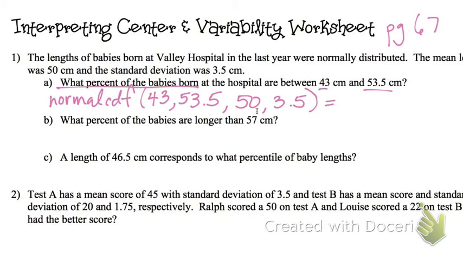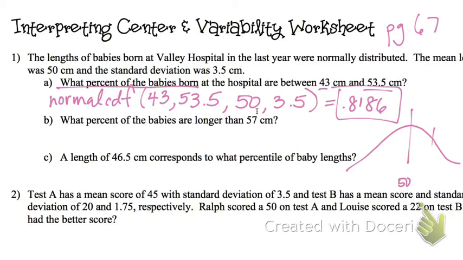What do you get on the calculator? What do you get for your answer? 81.8. 81%. Okay. Part B, same kind of thing. Normal CDF, you would do 57 to infinity. But part C, it's now asking for a percentile. So it's giving you the length. It never hurts to draw a picture for your data points.